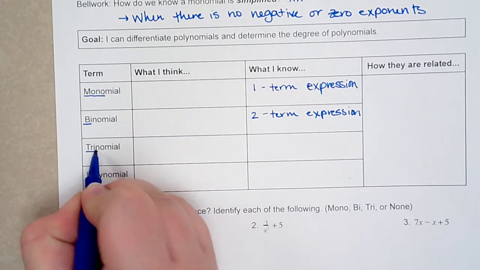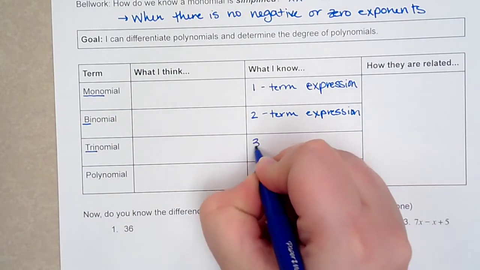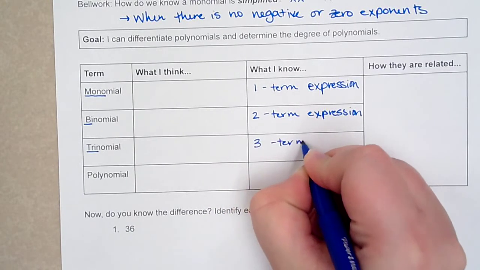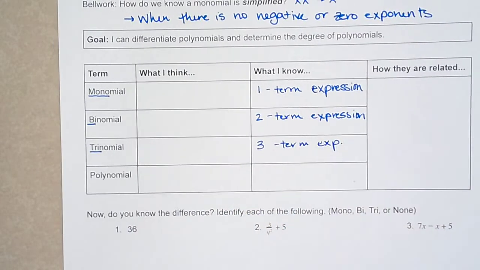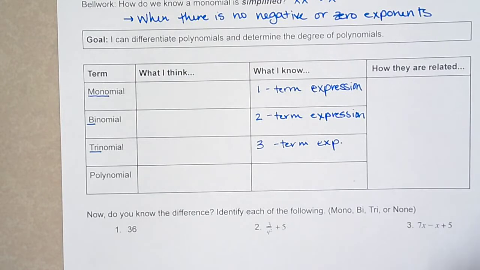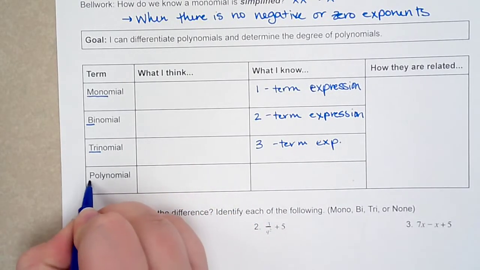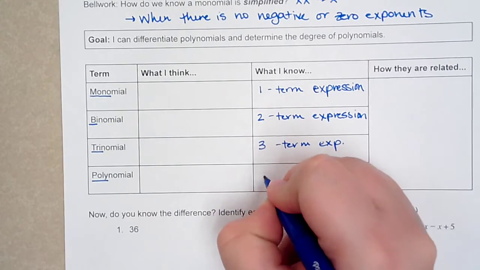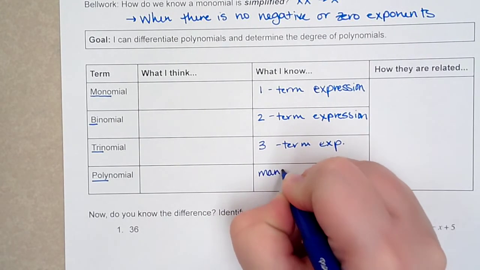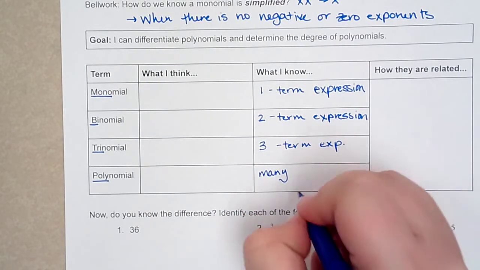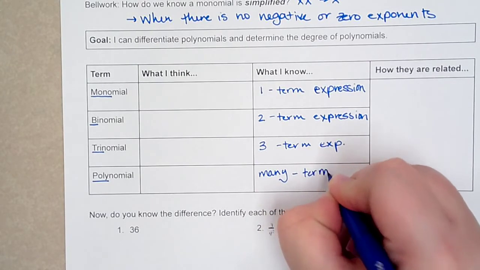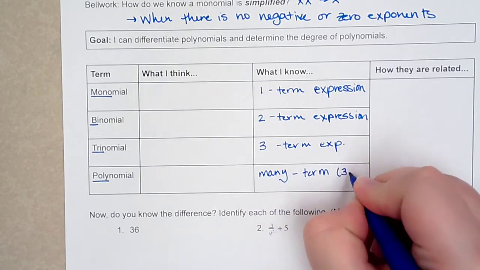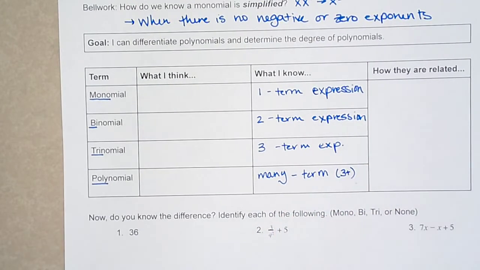And then a trinomial, much like a tricycle, is a three-term expression, and you can kind of see what direction this is going in. However, after we get three terms, it becomes a little bit messy. So anything over three terms is going to be a polynomial. Now, poly means many. So a polynomial means a many-term expression, in our case, 3 or 4 plus.